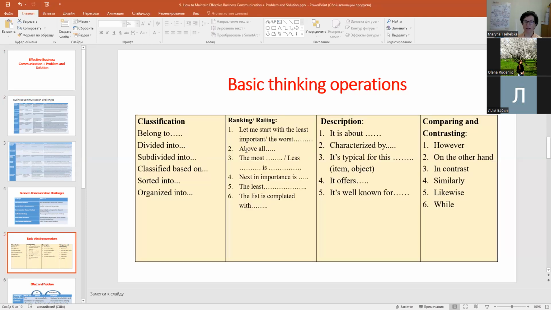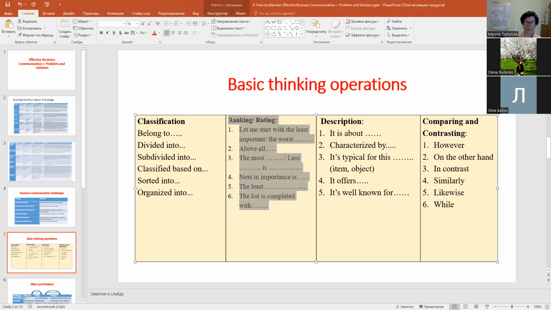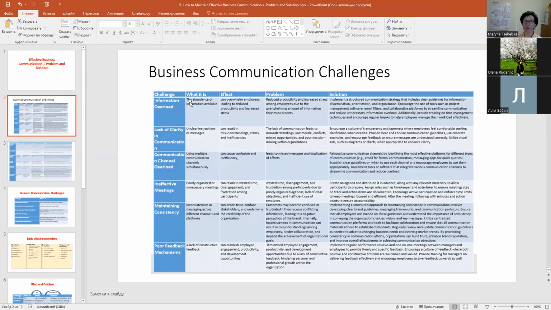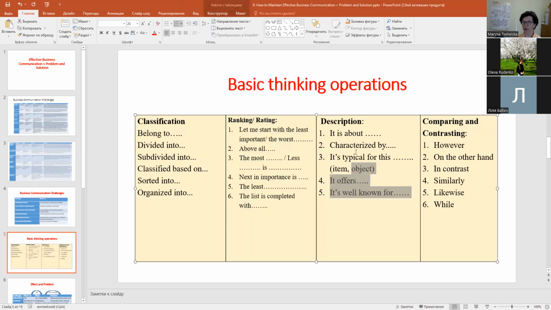What is the other operation that we will use here? Lily. Then we will use ranking, or another aim is rating. Yeah, and what will we use it for? We will use it to describe challenges. You're very good. To describe the relationship between challenges, and also we will use description and comparison and contrasting.